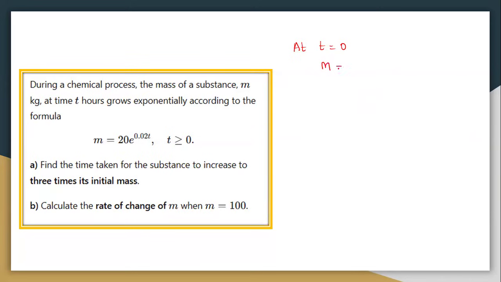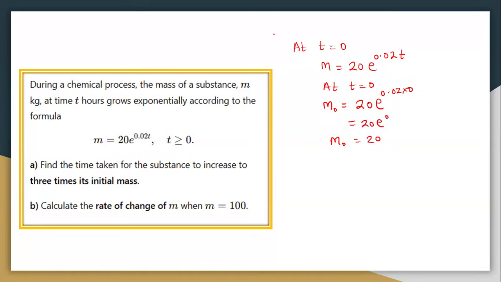So that's when you find the initial mass. I'll say my m is equal to 20 exponential of 0.02t. So when t equals 0, that's when you obtain the initial mass. I will say that m naught, which I'm using to represent the initial mass, will be 20e to the power 0.02 times 0. So I end up with 20e to the power 0, which is 20. And that is m naught. So that means the initial mass was 20.